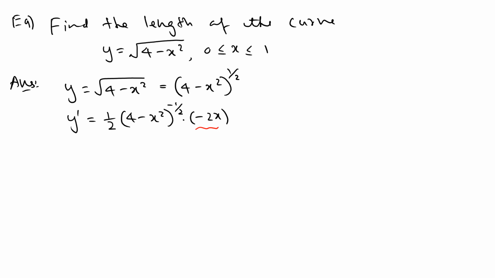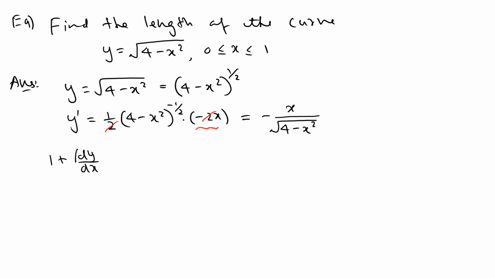So let's simplify this. This is easy to simplify. You can see that the 2 and 2 get cancelled. So you're going to get negative x over, the negative half means square root, so the square root of 4 minus x squared. That's what you get. Now we're going to calculate this 1 plus (dy/dx) squared.